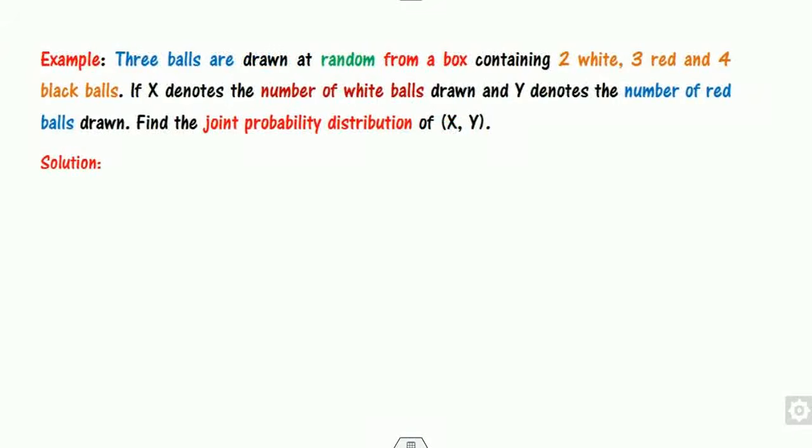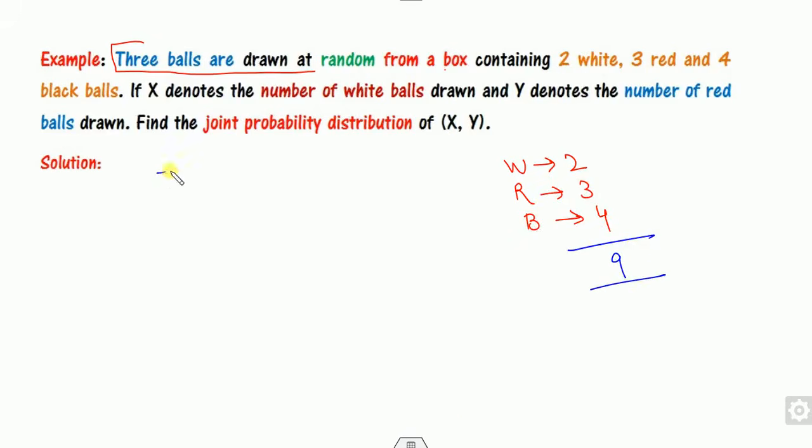Okay, look at one more example. Three balls are drawn at random from a box consisting of 2 white balls, 3 red balls and 4 black balls. So how many total balls are there? 9. So what are the exhaustive cases? Three balls are drawn. If x denotes the number of white balls and y denotes the number of red balls, then you have to find the joint density function.